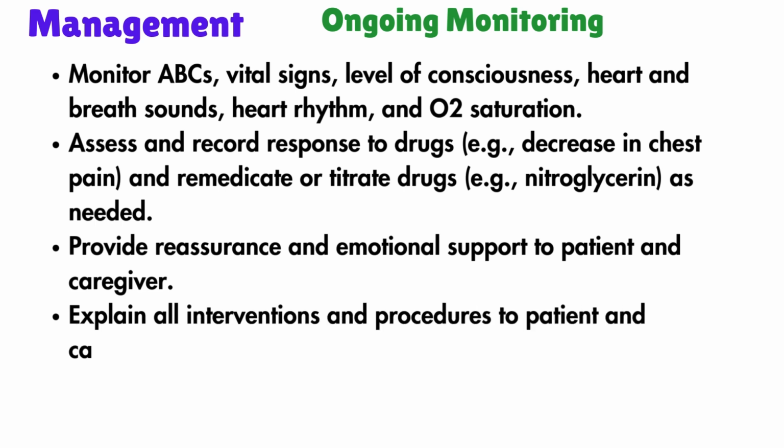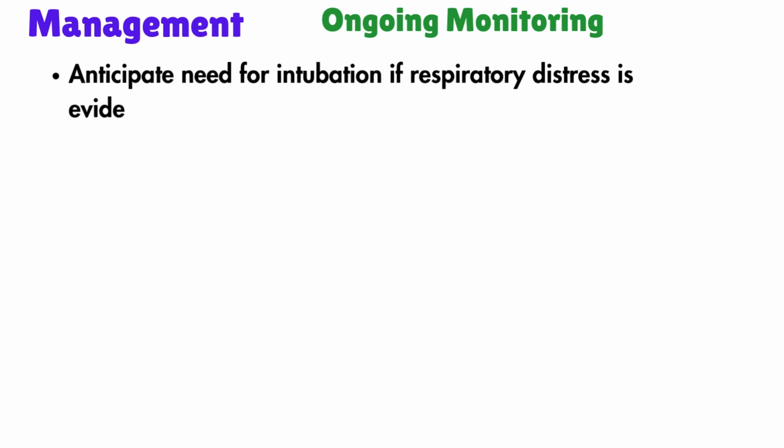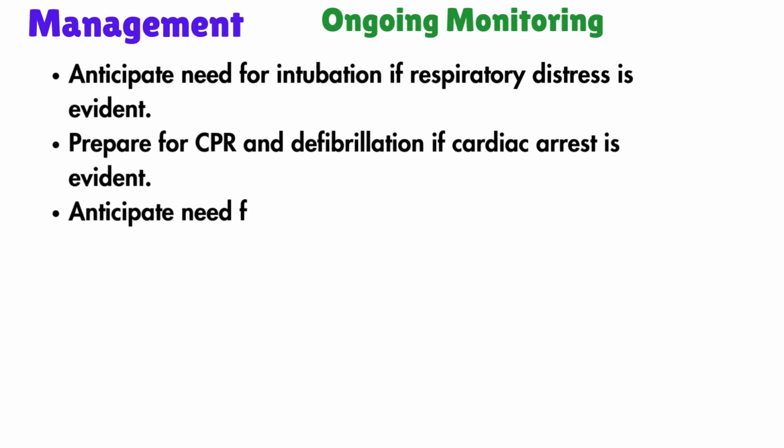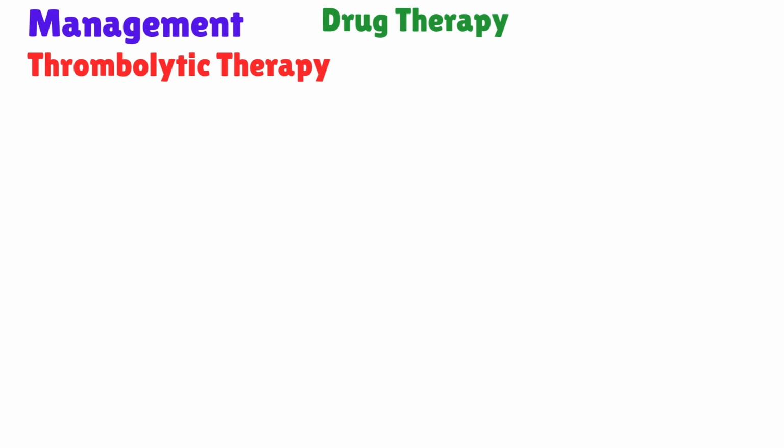Explain all interventions and procedures to the patient and caregiver in simple terms. Anticipate need for intubation if respiratory distress is evident. Prepare for CPR and defibrillation if cardiac arrest is evident. Anticipate need for transcutaneous pacing for symptomatic bradycardia or heart block. Now we will cover drug therapy.